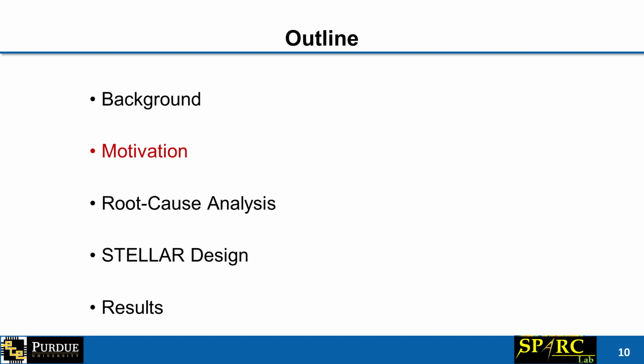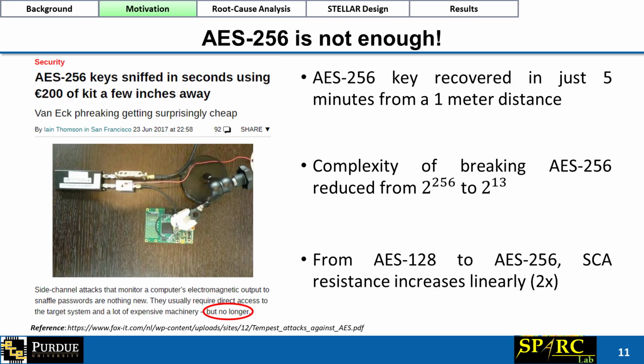Let us now look into the motivation of our work. Recently, it was shown that the AES-256 key could be broken non-invasively in just a few minutes using the electromagnetic side channels. The complexity of breaking AES-256 is reduced from 2 to the power 256 to 2 to the power 13. Transitioning from AES-128 to AES-256 only increases the side channel attack resistance by 2x.